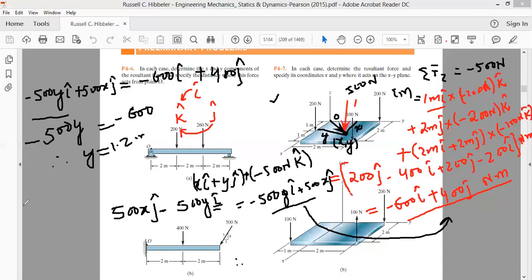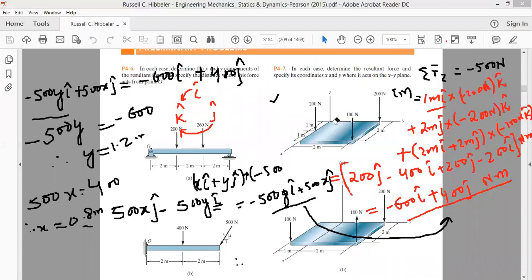Balancing the j components, 500x should be equal to 400. Therefore the value of x comes out equal to 400 by 500, that is 0.8 meter. So our problem is reduced. The problem reduction means that on this plate we are having lots of forces acting: 200 Newton, 100 Newton, 200 Newton.